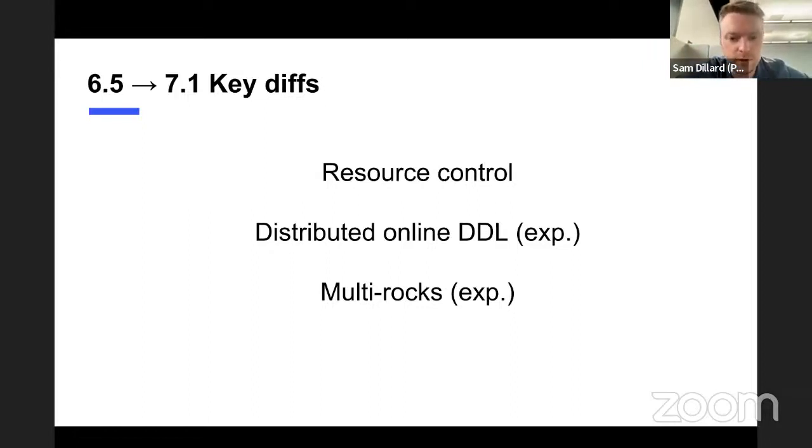The second one is distributed online DDL. In 6.5, there was a drastic speed up of online DDL, specifically add index, which is a pretty costly operation. Between 6.5 and 7.1, we released an experimental version of that in a distributed manner, which drastically sped up that operation as well. It will be GA in coming releases, but in 7.1 you have this experimental version that you can turn on and see how fast you can do add indexes online.